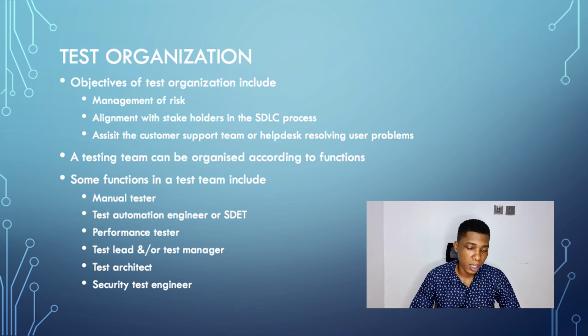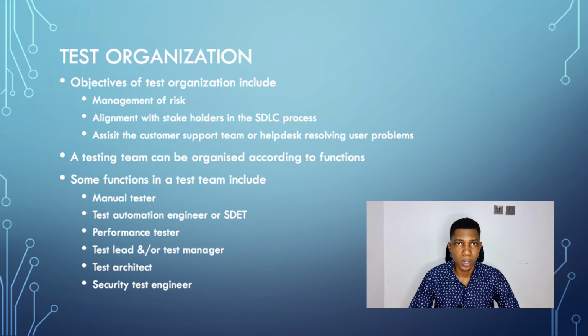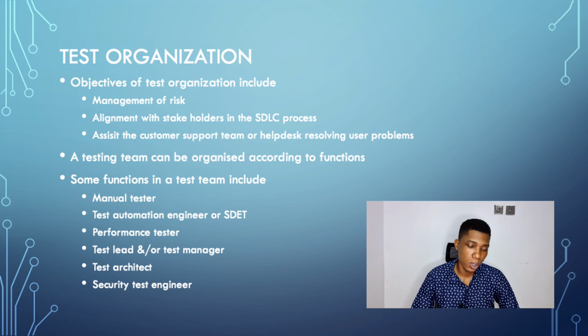There's also the test architect and test automation specialist, the person responsible for automating test cases, right? Responsible for writing automated test cases for regression tests, right? There's also the security test engineer, the person who does security testing on the application, trying to find out if any of the OWASP top 10 bugs exist, SQL injection, cross-site scripting, and so forth. So, what are the objectives of test organization?